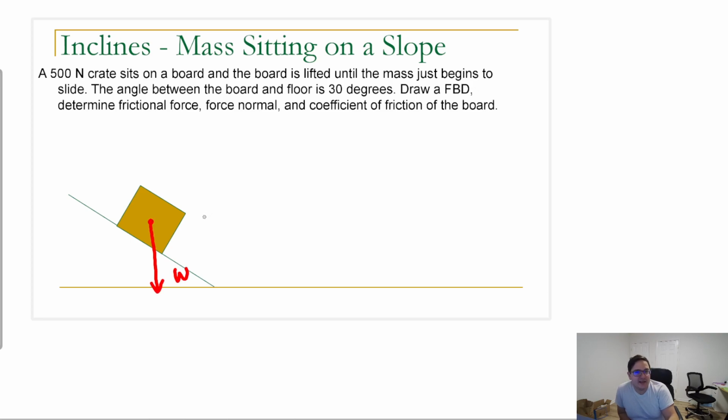Weight is straight downwards because gravity's still downwards. What about up the plane? Well, since the box wants to slide to the right, that means friction has to be up the ramp. Since the box wants to slide down the ramp, friction has to go up the ramp.